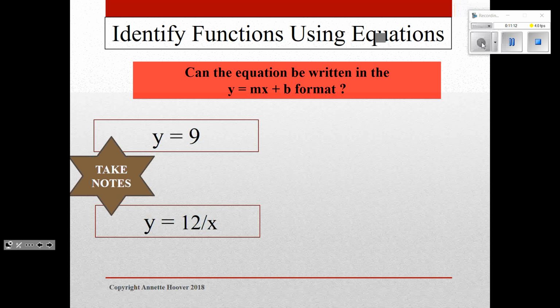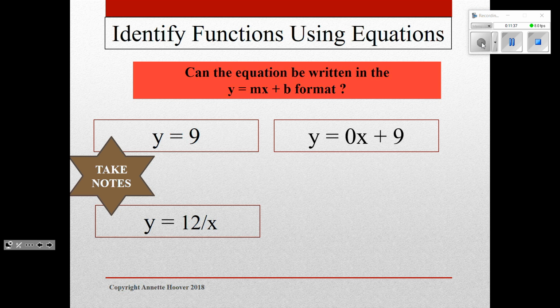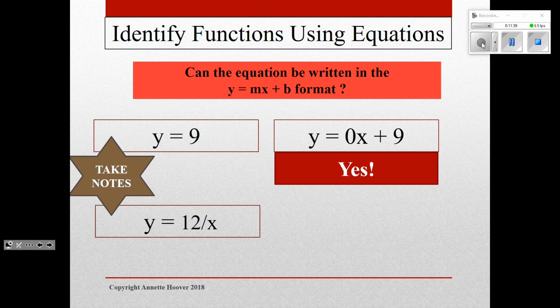How about just y equals 9? Now we're missing something here. We have the y on the left side. This happens to be the y-intercept because it does not have the x. So what is the slope? There is no slope. The slope would be 0. You could rewrite this as y equals 0x plus 9. So is that a linear function? It actually is a linear function. That would graph as a straight line because the x can be 0.